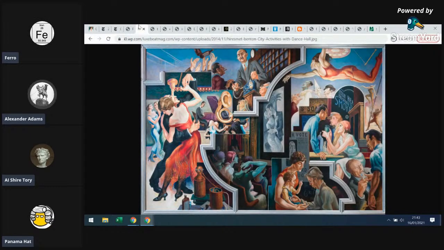Okay, so this is American. This is by Thomas Hart Benton, and it's called America Today. It's a mural painted in 1930 to 31. The technique is rather curious.